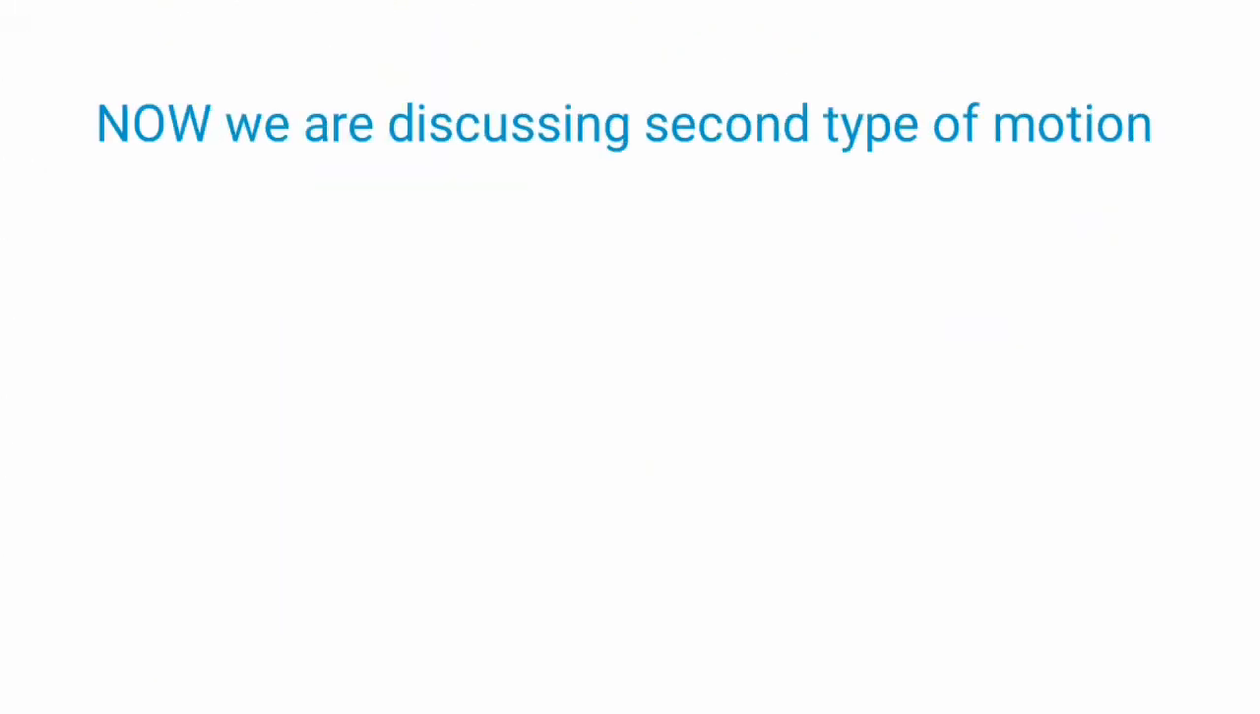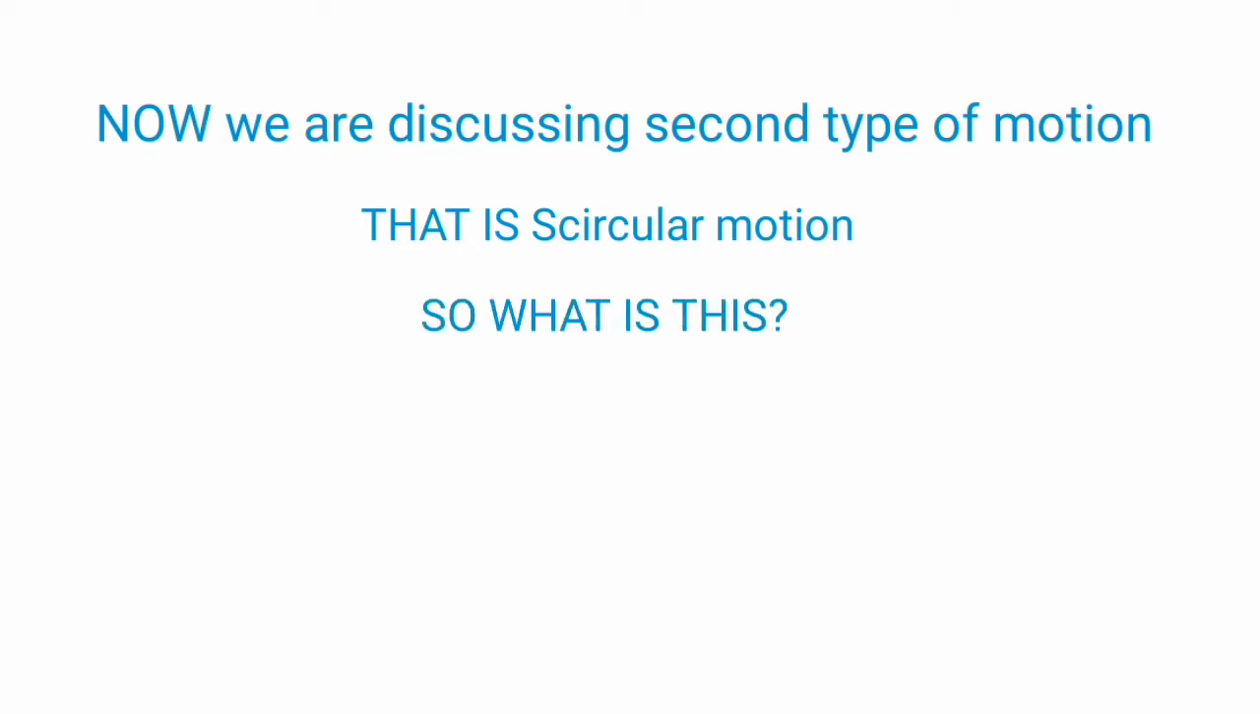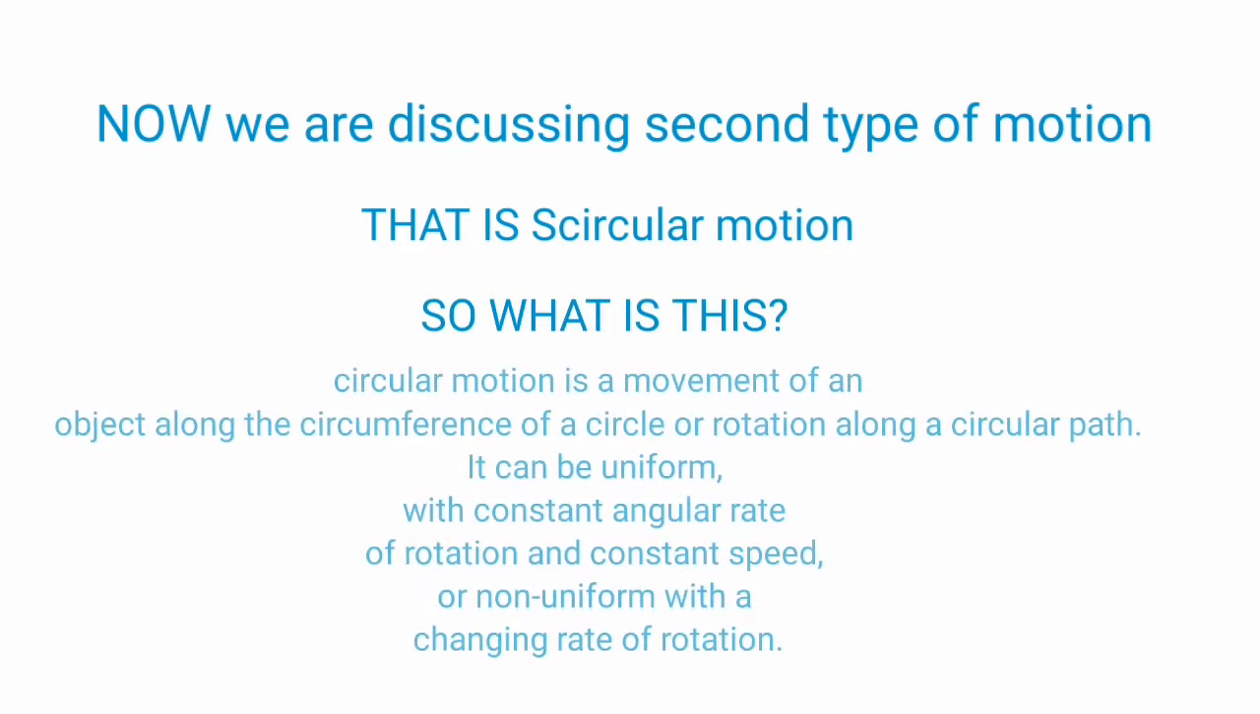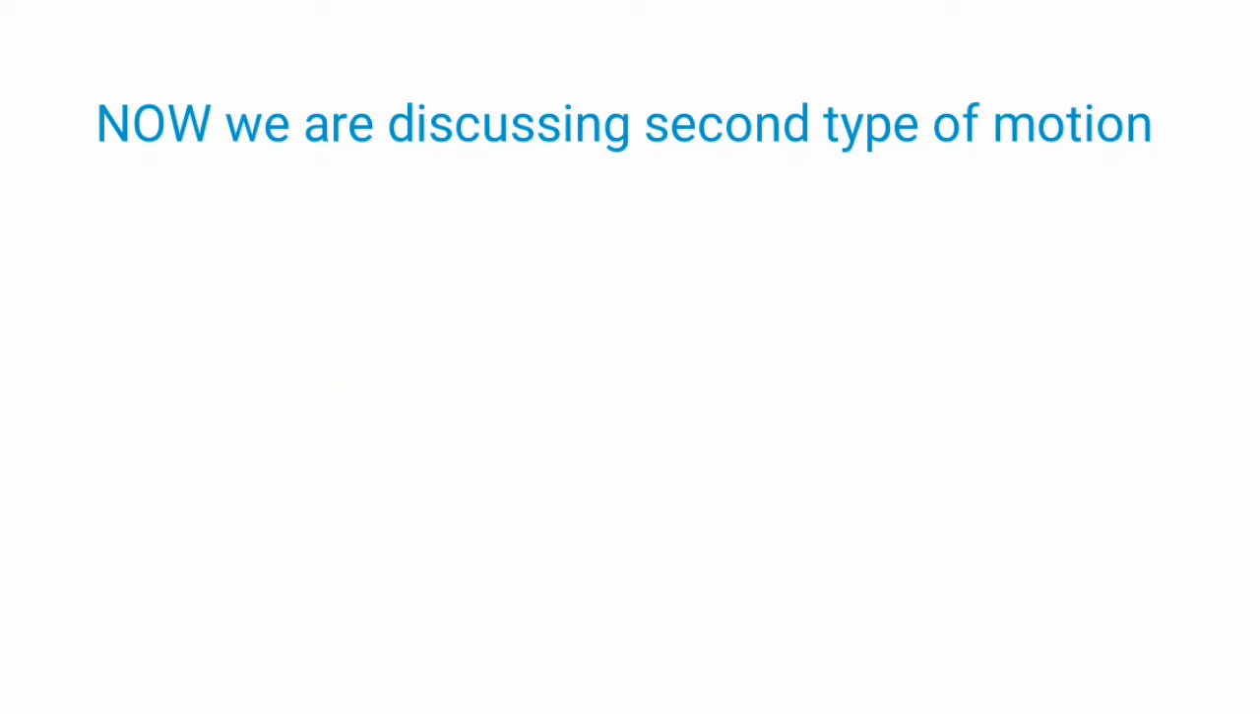Now we are discussing the second type of motion. That is circular motion. So what is this? Circular motion is a movement of an object along the circumference of a circle or rotation along a circular path. It can be uniform, with constant angular rate of rotation and constant speed, or non-uniform with a changing rate of rotation.